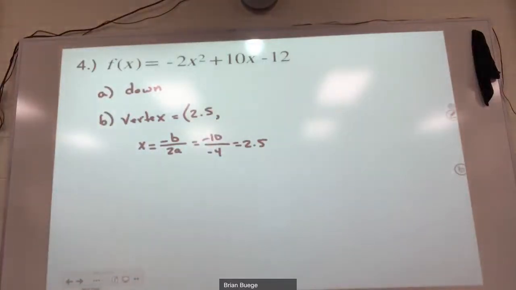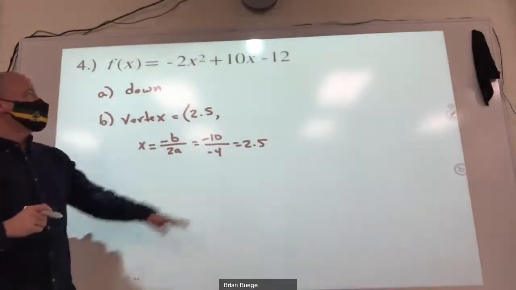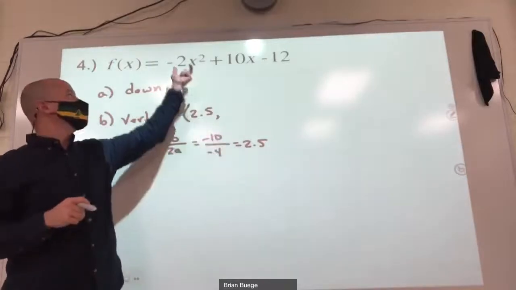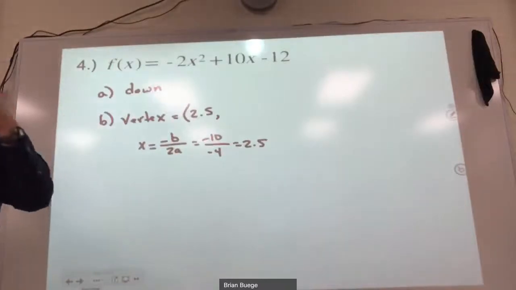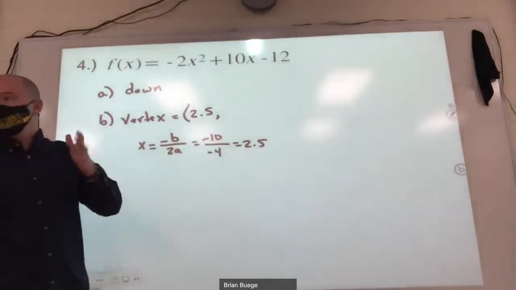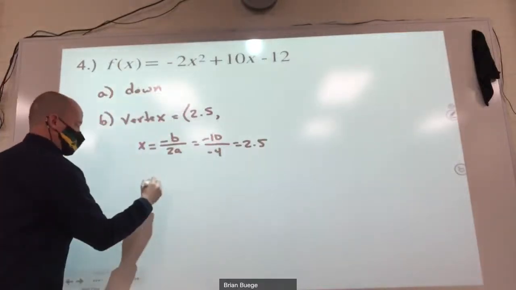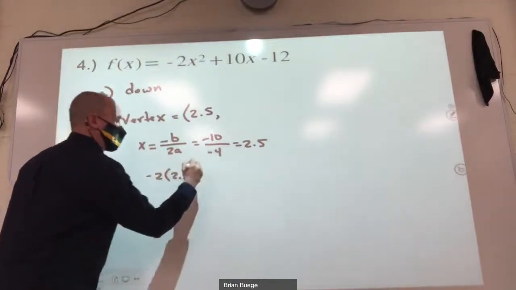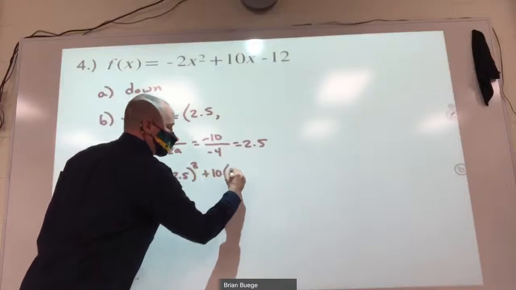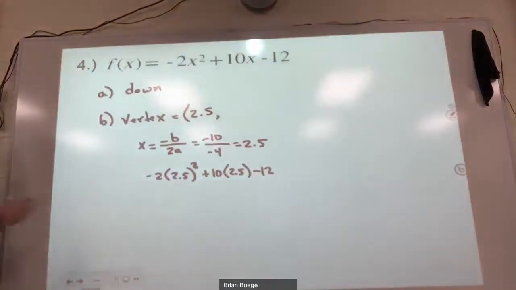How do I find the y coordinate? Plug it back in. The one thing I want to mention is that when you plug this back in, make sure you put parentheses where you're plugging it in, because some people were struggling and getting things wrong on the last test when they didn't put parentheses in some spots. So you have negative 2 times (2.5) squared plus 10 times (2.5), and then the minus 12 at the end. That is what your y coordinate will equal.